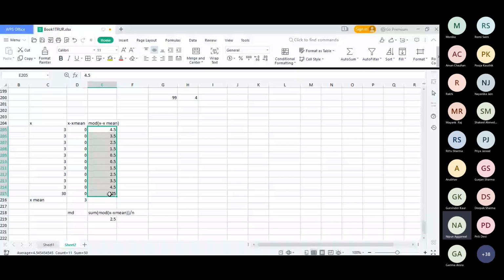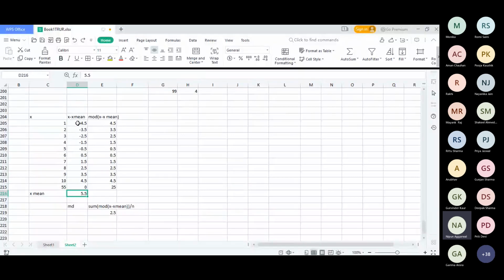Now if in this case we want to calculate the standard deviation of the same data, the steps remain the same up to this point. For x, the mean we have to calculate is 5.5. Now x minus x mean, up to this step it is the same, and the only difference is the method to make it positive. In mean deviation we take the modulus, in standard deviation we make it positive with the square. So then it becomes x minus x mean.